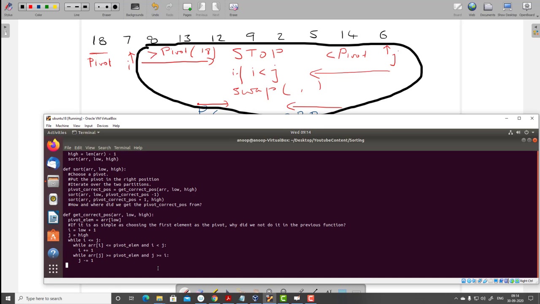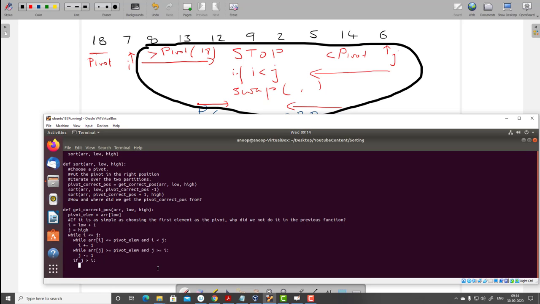Okay, if J is greater than I, that means the crossover has not happened. We have done the two whiles. If for any reason anyone has stopped anywhere, we have to check the condition. If J has not crossed over I, then what we do is array of I and array of J need to swap their values. Remember, we have to swap the values.